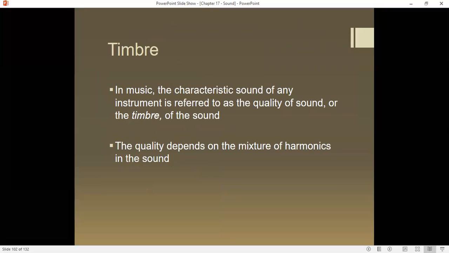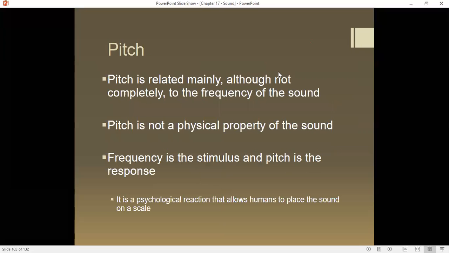So again, in music, the characteristic of sounds that we refer to, the quality of sound or the timbre, really is looking at what are the different mixtures of harmonics. Just as everybody has their own unique voice, every instrument has its own unique sound based on what each of the harmonics are doing. Pitch is mainly related, but not always, to the fundamental frequency.